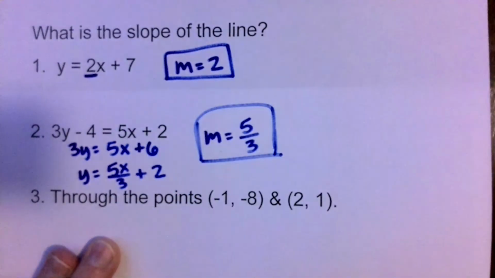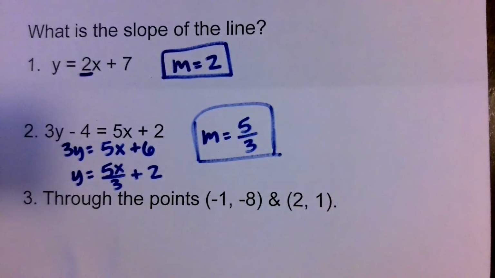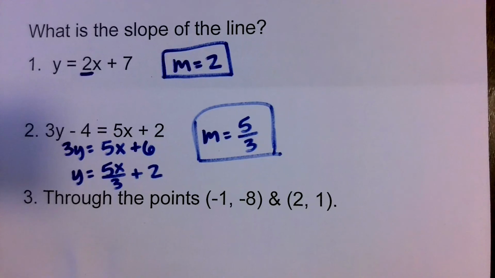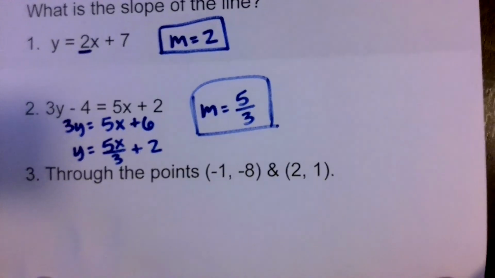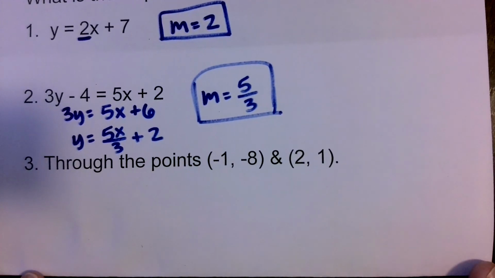One of my favorite things about slope is that it being a fraction is not a bad thing. A lot of times fractions make things more difficult, more complicated, and sometimes they do for slope, but typically it doesn't because we've got that rise over run. It's okay that it's a fraction.